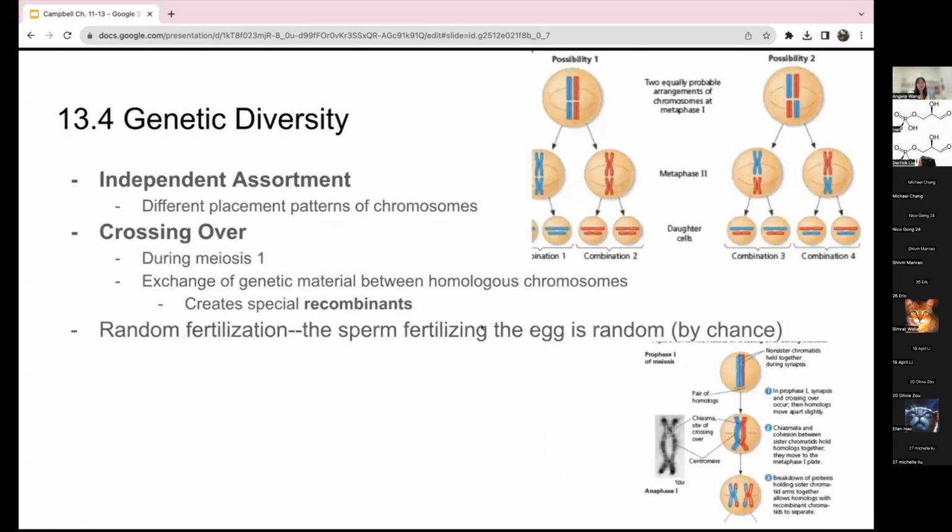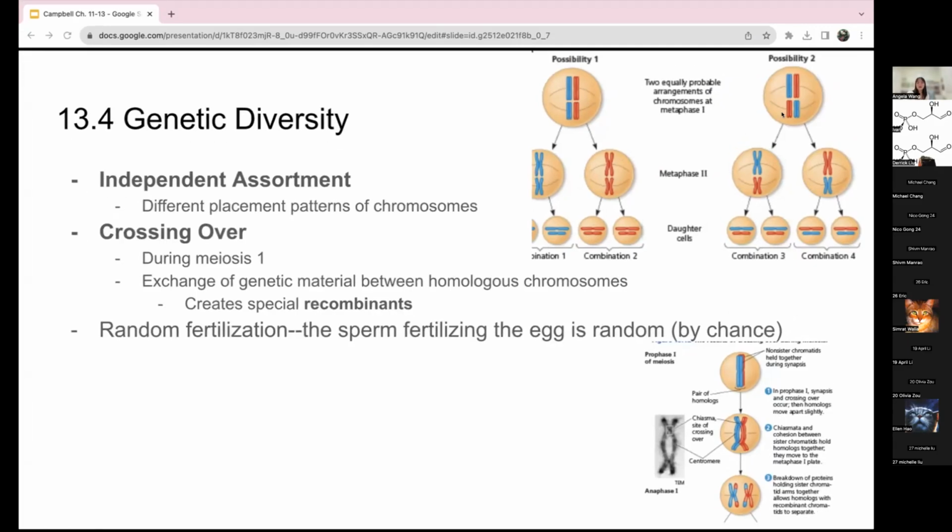So meiosis will help to create genetic diversity in many ways. The first way is through independent assortment. During meiosis, when the homologous chromosomes line up, they can line up in random assortments. So this is your possibility 1. The blue chromosomes are on one side, and the red are on the other side, and they line up to split apart very nicely. And then your sister chromatids also line up very nicely to form gametes like such.